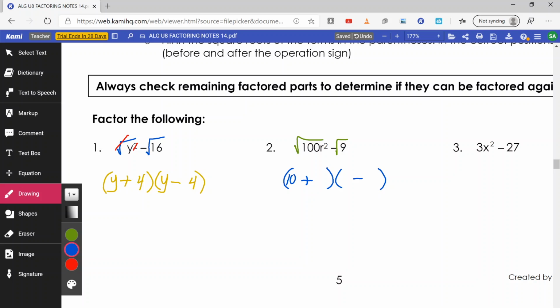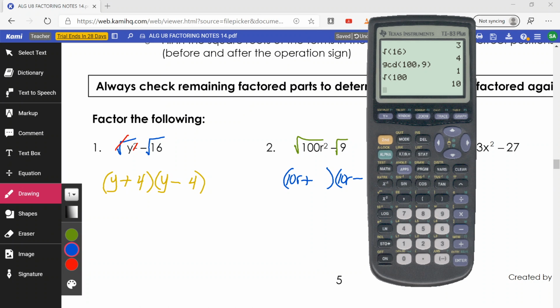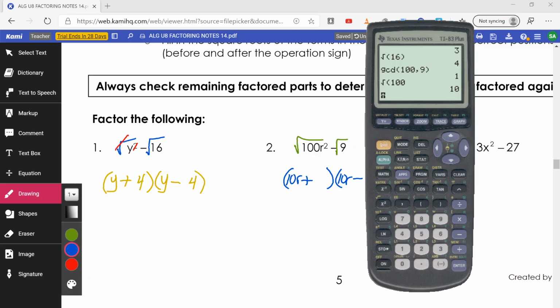But we also have the r squared there. So we also take the square root of r squared. So again, like before where I took the square root of a squared item, it's going to cancel out. So I'm only left with the letter that we're dealing with, r. So 10r. And then I'll take the square root of 9. And we get 3.